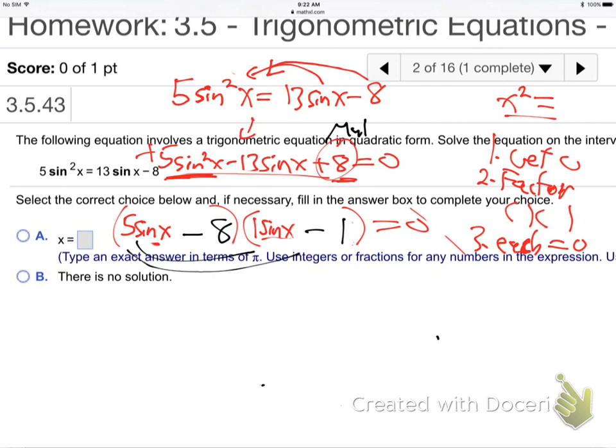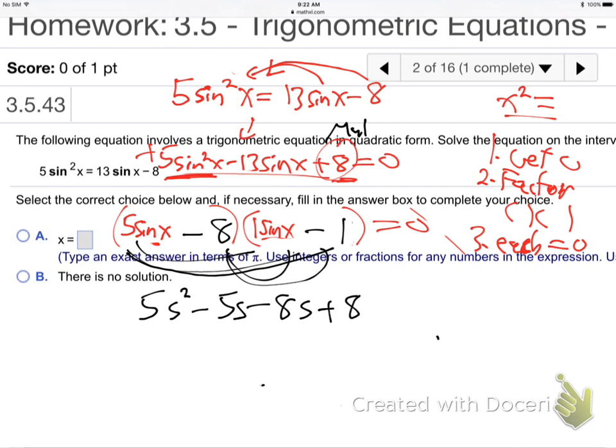Go. That'd be 5 sine squared minus 5, right? 5 times negative 1. And then minus 8. Minus 8 sine, plus 8. Negative times negative, plus 8. See what they make in the middle? Minus 13 sine. Beautiful. There it is. It's factored correctly. Does everybody see that?